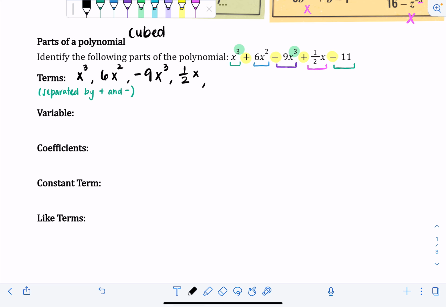And then the next one is this 1/2 x. Keep in mind with the 1/2 x, there is a fraction there, but it's not the exponent, and there's no variable in the denominator of the fraction. So we're not breaking any rules. And then the last one is this 11, but there's a minus in front of it, so it would be a negative 11.